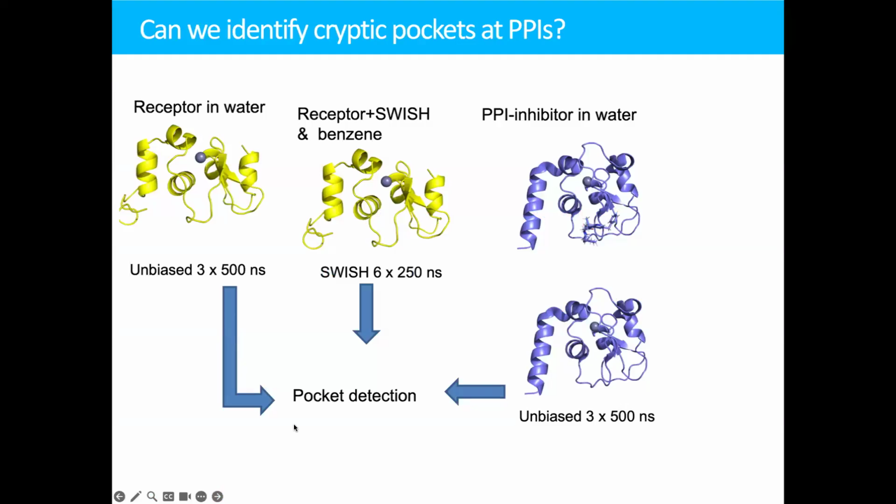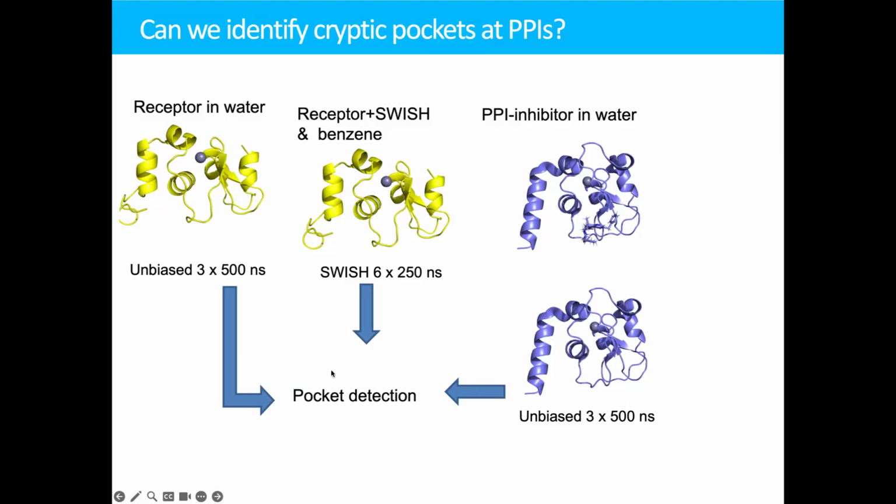So we started looking at these protein-protein interfaces with this simple approach that worked for many globular proteins. We prepared the receptor in water, so one of the two proteins engaging in an interaction. Then we ran the unbiased molecular dynamics simulation. When I say we, especially I'm talking about Alberto, who did all this simulation together with Eleonora Gianquinto, who visited my group. Then we ran this with SWISH, with mixed solvent like benzene.